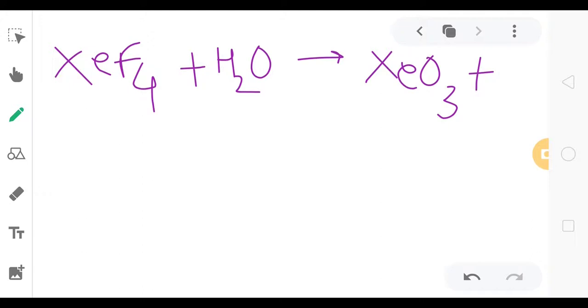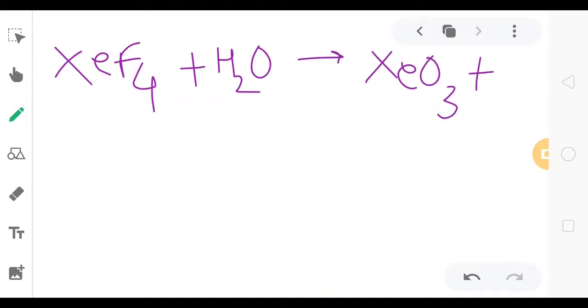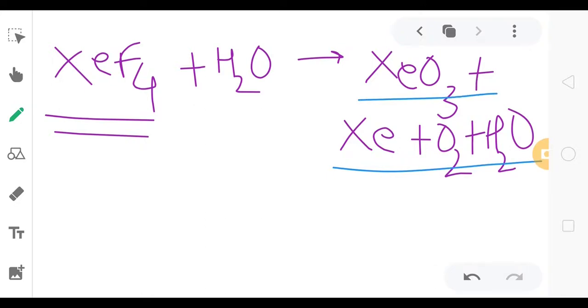So what I told you is that if you have more fluorides, that means hexafluoride, then in the product you will be getting 6HF, that means extra fluoride ions. But in xenon tetrafluoride you have a smaller number of fluoride ions, so in the product you will not be getting any fluoride ion, and you will end up with xenon plus O2 plus H2O. This is a very good trick to learn this. Okay, I hope I am clear now.